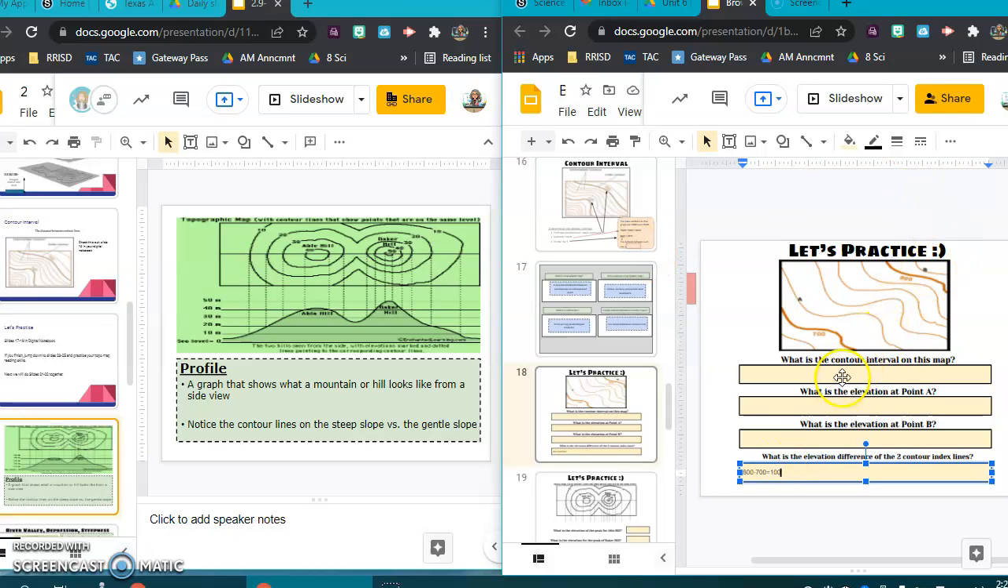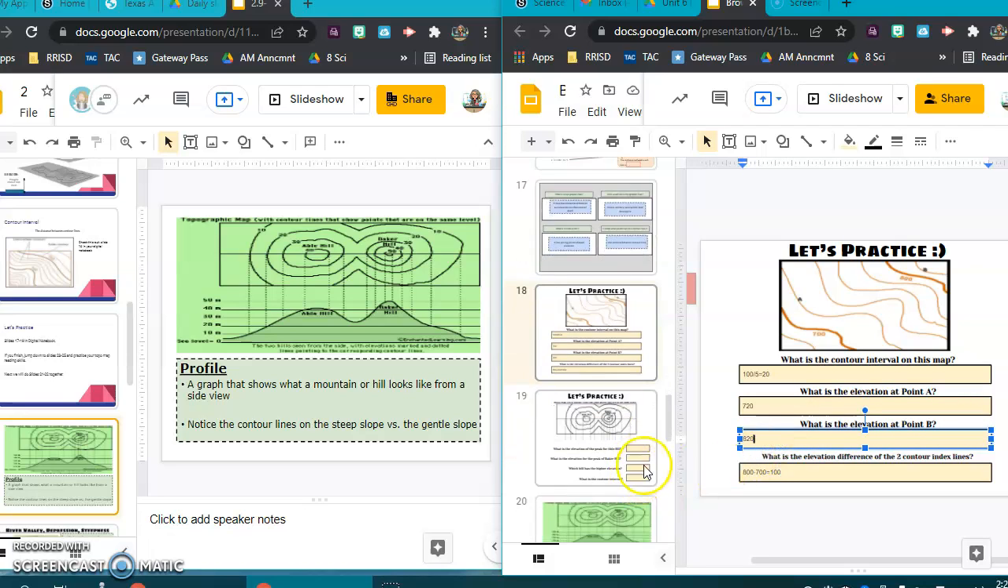Okay, and then I would take that number, that 100, and I would divide by 5 because there's 5 lines, and that would equal 20. Good job. So if I know that the space between each line is that, what's the elevation of point A? Well, that would be 720. What's the elevation at B? Well, it's still one higher, so it'd be 820. There we go.